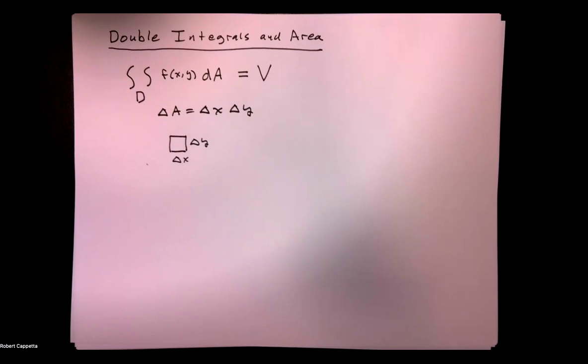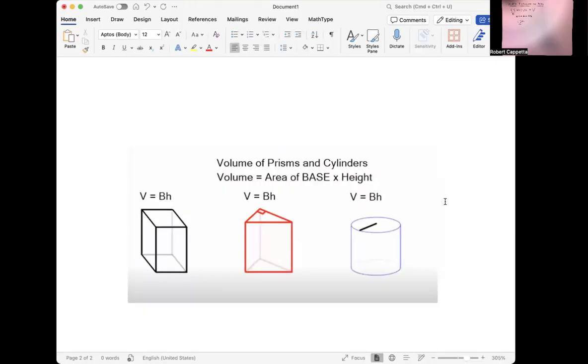Well, there's something else for us to think about. If I have a prism, now what exactly is a prism? We have a height here that is constant, and every cross section is the same shape. Notice if I slice it this way, we're going to have a rectangle. Slice it this way, it's going to be a triangle. Slice it this way, it's going to be a circle. But the volume of those prisms and cylinders is just the area of the base times the height.